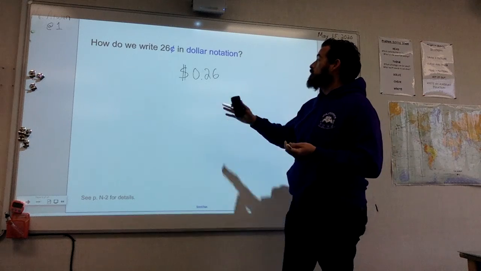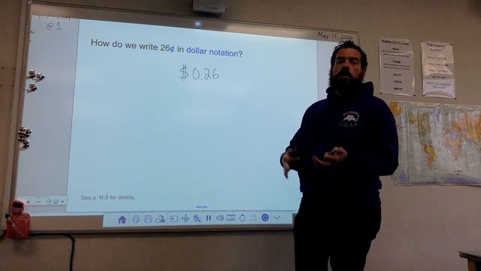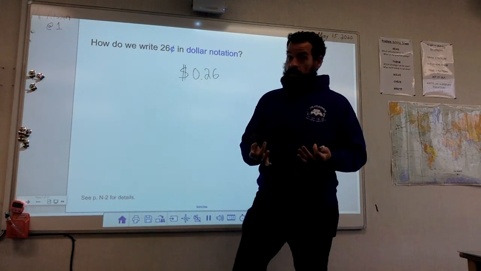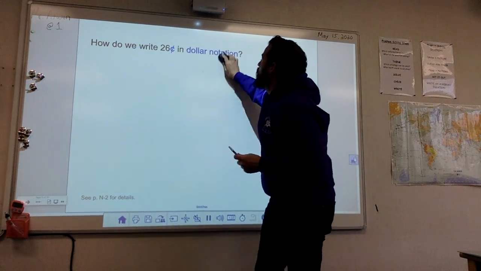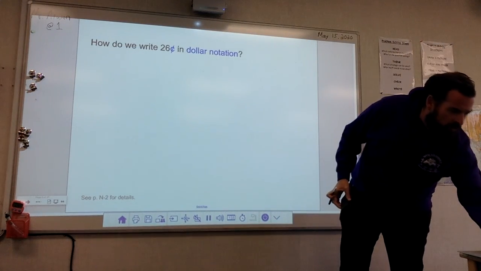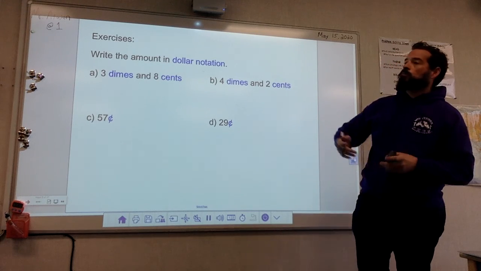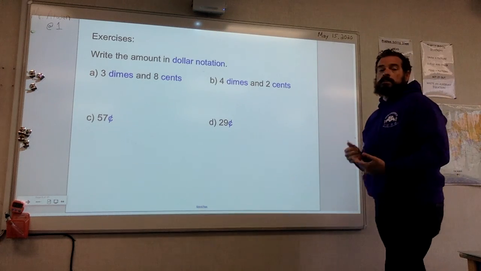Either way is correct, but just remember that if you're doing it in dollar notation, you need that decimal point there to show that it's an amount less than $1. And when you're writing in cent notation, you don't want to have a decimal point.